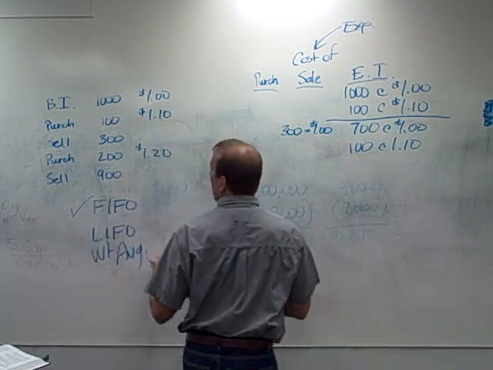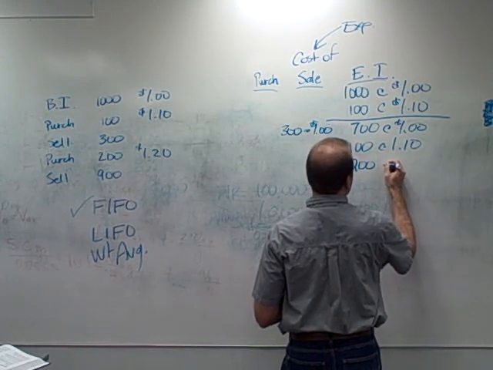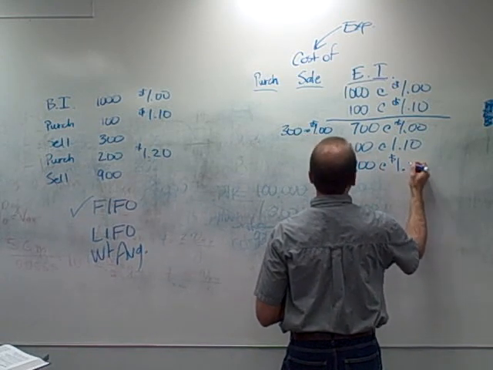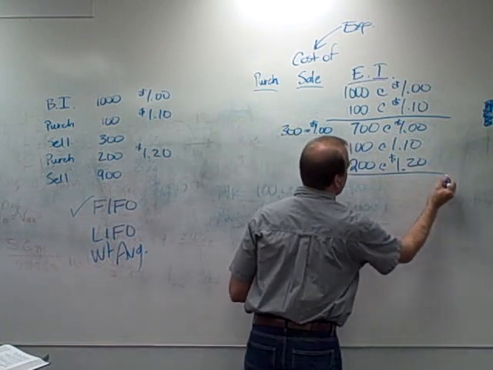Now what did we do? Well, we purchased 200 more. So let me put that down right here. I purchased 200 at $1.20. Okay? So this is what we have in inventory.